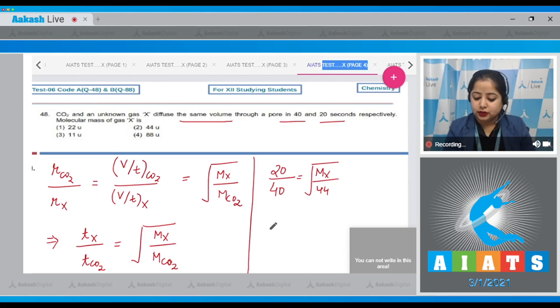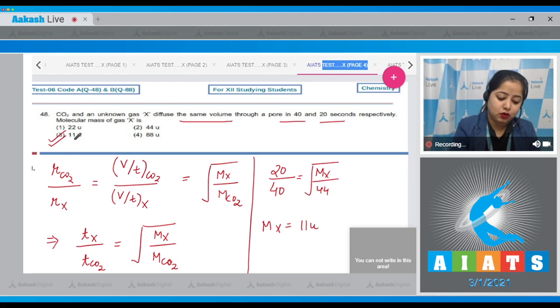Now students, let's solve this question. Molar mass of X is equals to 11 u. That means the correct answer is option number 3.